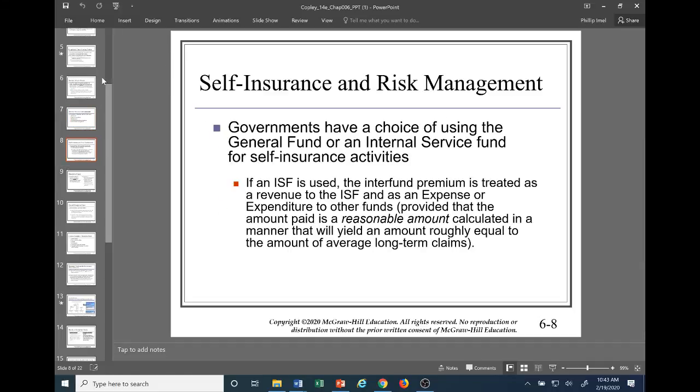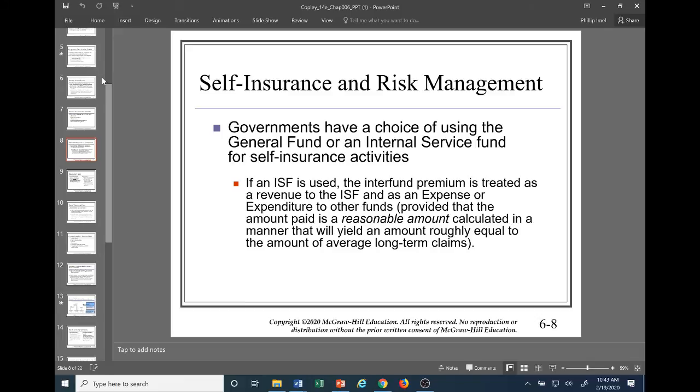Self-insurance and risk management. Governments have a choice of using the general fund or an internal service fund for self-insurance activities. So it's their choice. Remember, general fund is just the general operations. So it makes sense why they could choose whether they use an internal service fund or the general fund. Really, it's strictly just their choice.